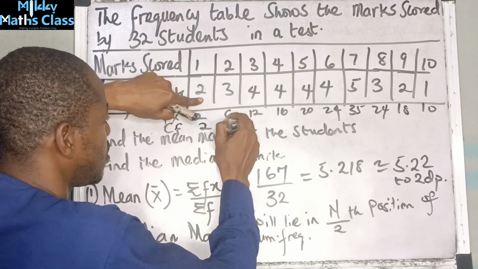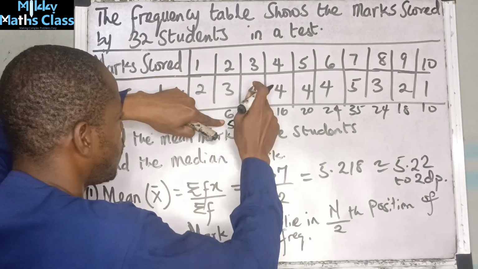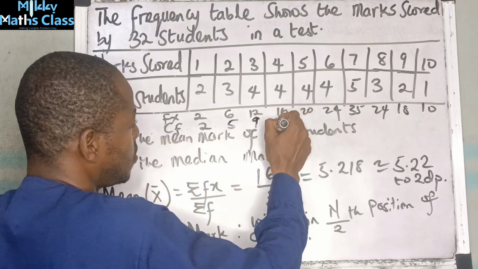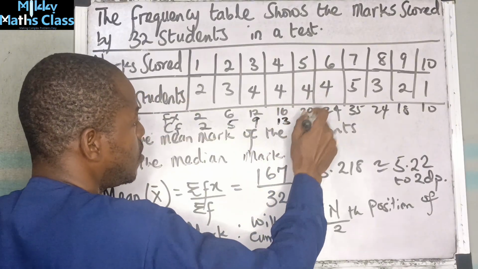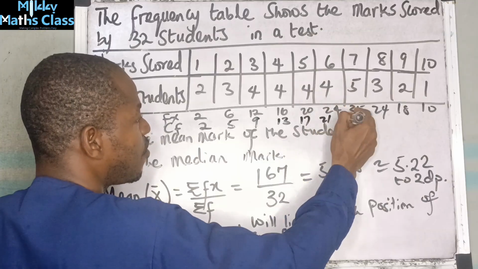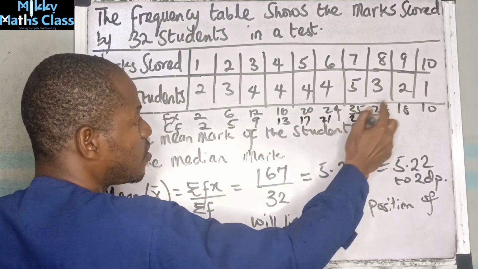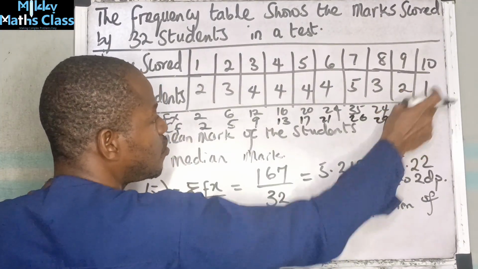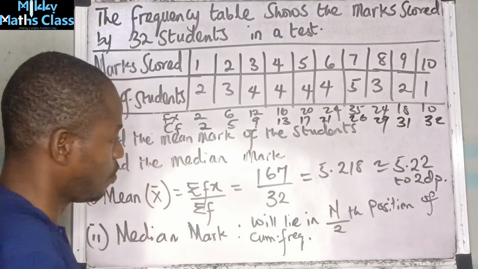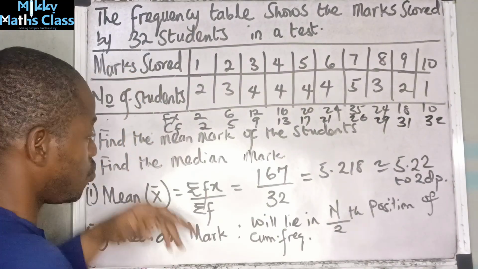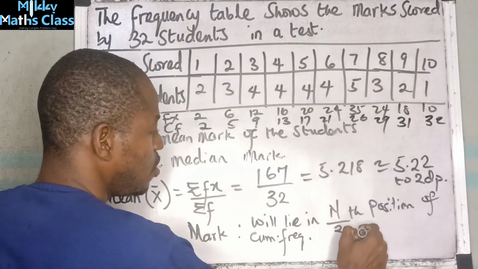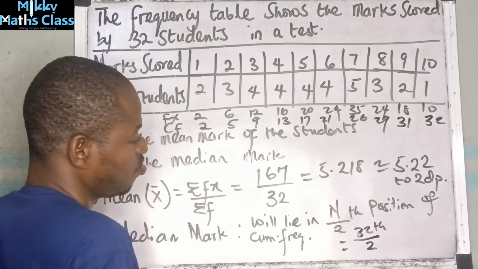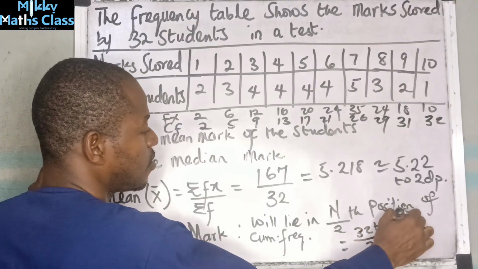2 plus 3, that's 5. 5 plus 4, that's 9. 9 plus 4, that's 13. 13 plus 4, 17. 17 plus 4, 21. 21 plus 5, that's 26. 26 plus 3, that's 29. 29 plus 2, that's 31. 31 plus 1, that's 32. So now, how many are there? 32. So we'll see which is equal to the 32 over 2 position. 32 over 2 gives us the 16th position.